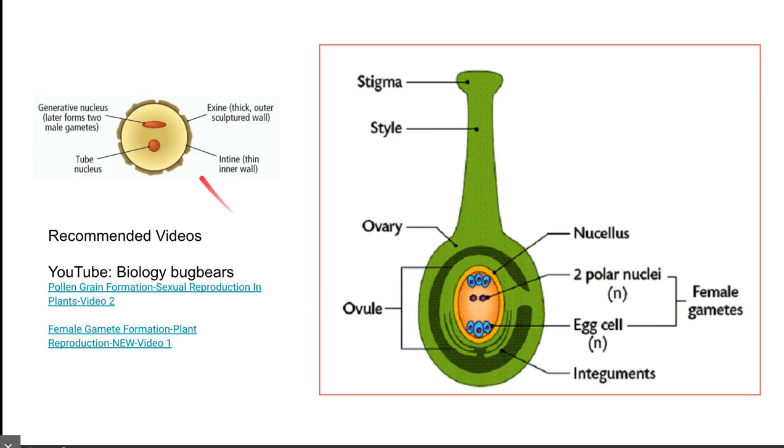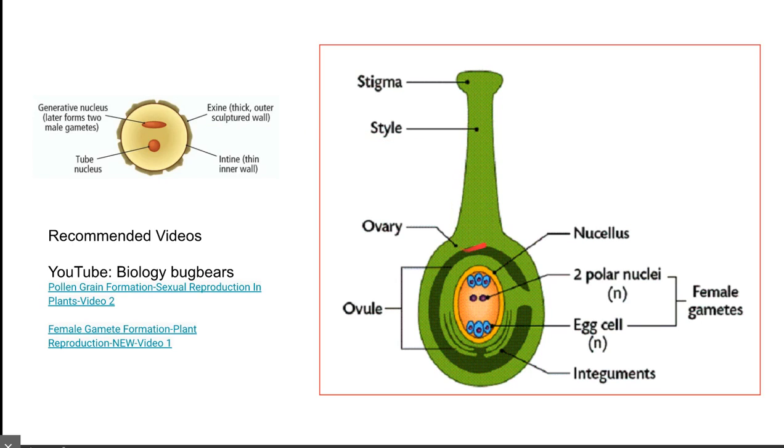Just to recap on that, this is what we are left with. We have a pollen grain, we have an exine, tough outer coat, an intine, and then we have 2 nuclei here, the generative nucleus and the tube nucleus, and the generative nucleus will shortly divide into 2 male gametes.